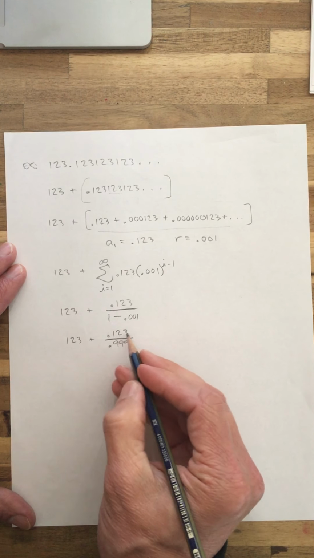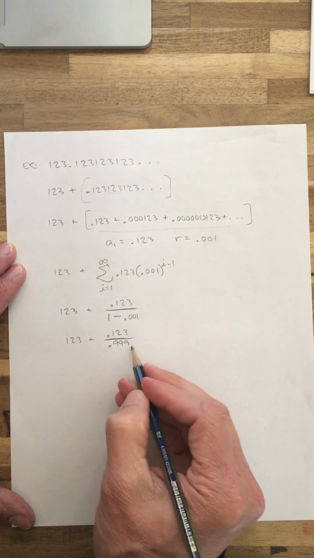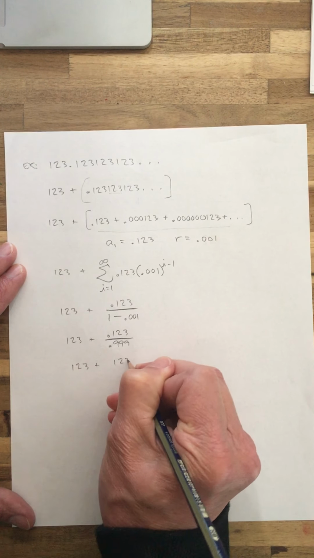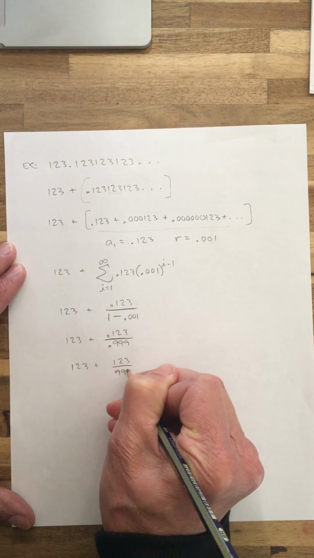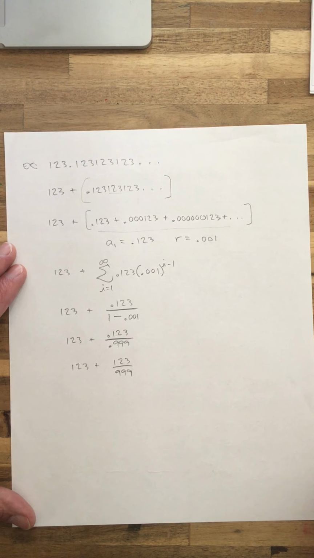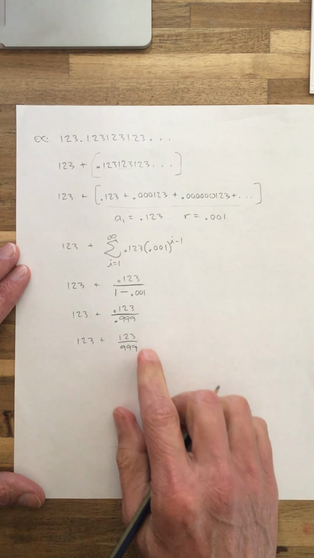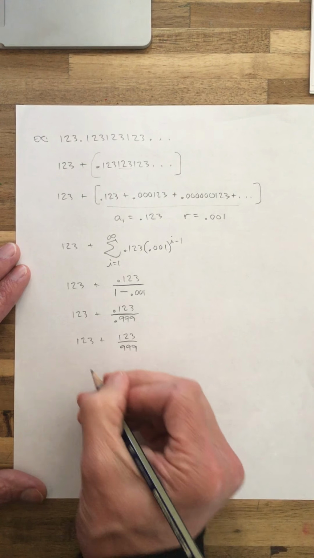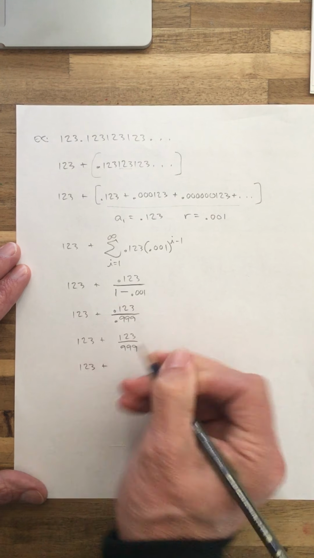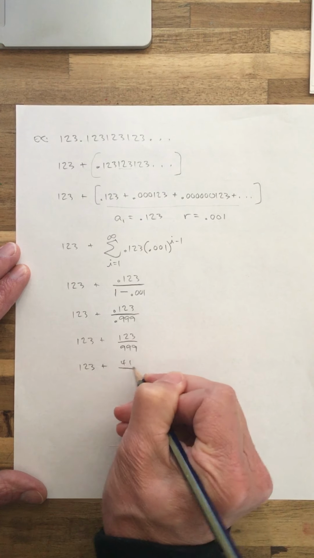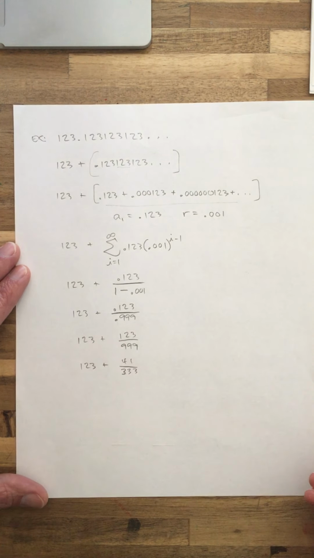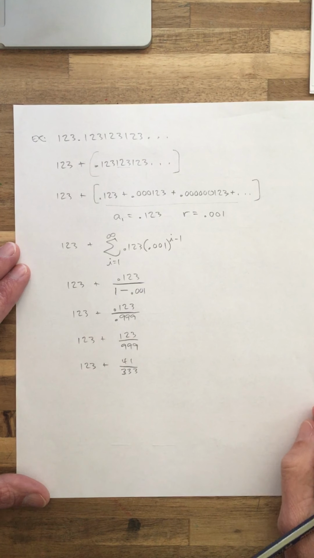Now multiply this by 1,000, that by 1,000, you get 123 plus 123 over 999. Now I'm just going to simplify this. I notice the numerator and denominator are both divisible by 3. So I get 123 plus 41 over 333. And again, if you can't do that in your head, use your calculator. All I did was reduce the fraction.